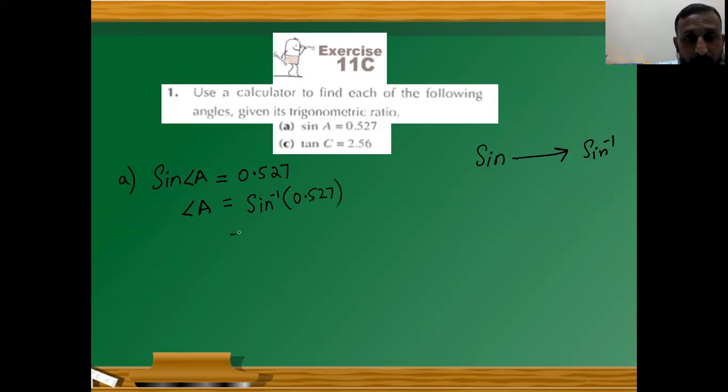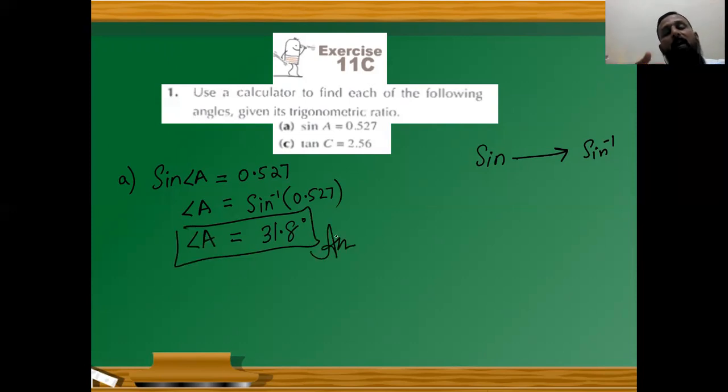0.527. All right. Now, how are we going to use the sine function in our calculator, boys and girls? Sine inverse function. This is the second function. So press the shift key and then press sine. You'll see on the screen sine inverse function. A bracket opens, write down 0.527, close the bracket. So your result is found to be 31.8 degrees. That is the answer of angle A.